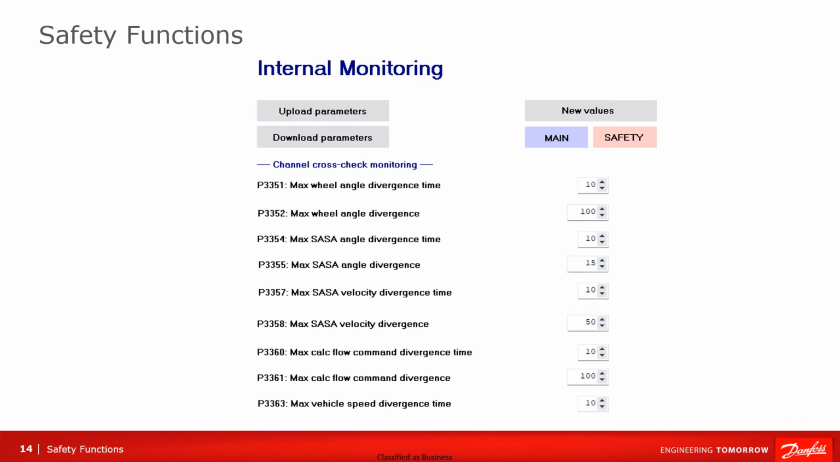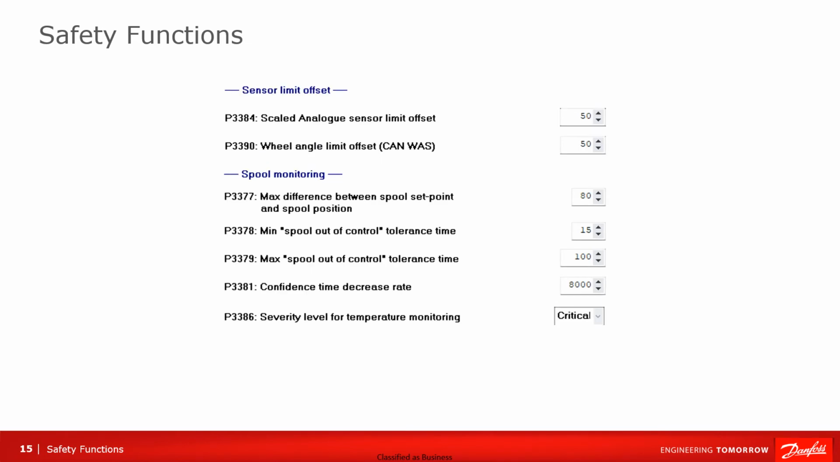If the values in the internal monitoring page are set too high, the monitoring performance will be reduced. The spool monitoring parameters compare the actual spool position to the requested spool position. If the spool is positioned past the set point plus the spool monitoring max threshold for longer than the spool out of control tolerance time, the CLS will enter safe state.